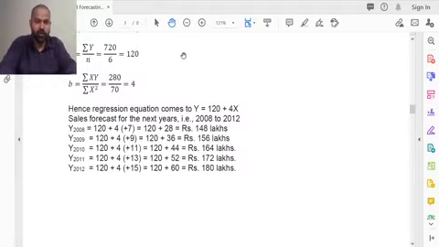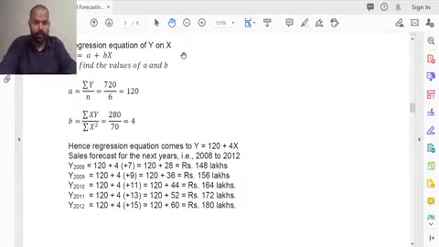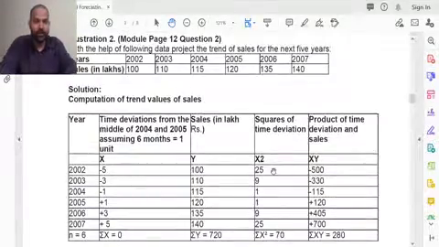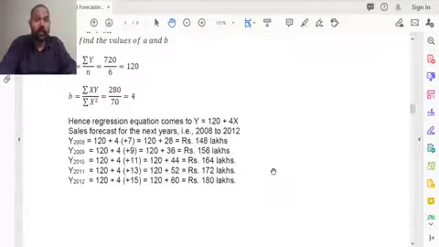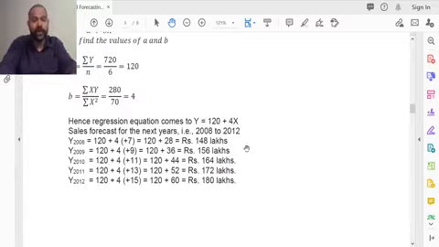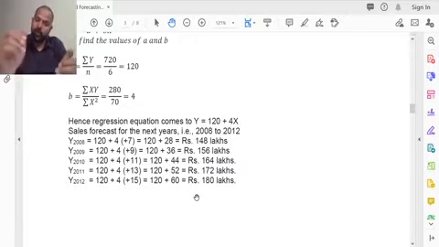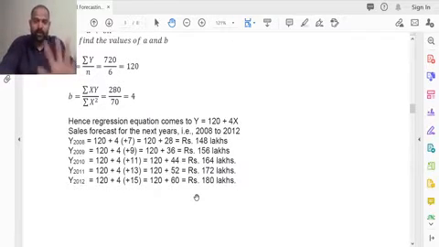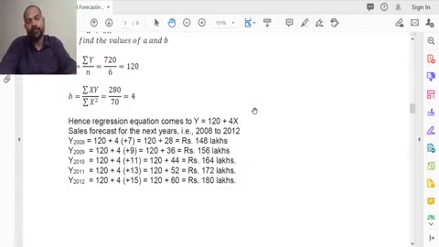What is the value of your B? 4. Correct? Now the only difference is 4, but your distance is doubled, no? So then here, it will not increment by 4, it will increment by 4 into 2, which is 8. So see, 148 plus 8 is 156, plus 8 is 164, plus 8 is 172, and plus 8 is 180. If you don't get it, it's okay. You put it into the equation and find it. And this is what they're expecting in the final answer.